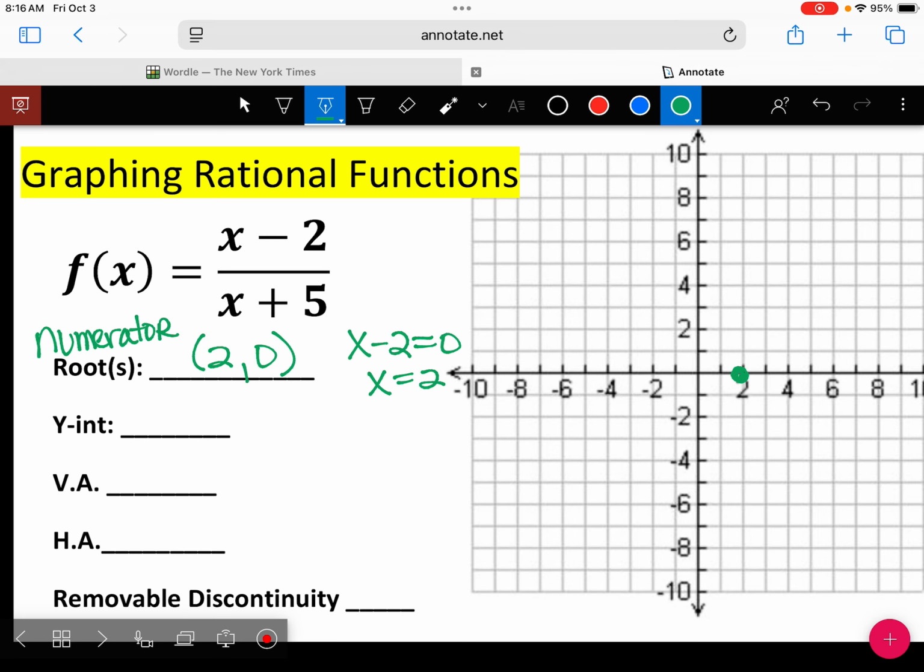All right, y-intercept. Now the definition of y-intercept never changes. How do we find the y-intercept? What'd you say? No, make x 0. Sorry. Make x 0. Yep. So we know that f of x is the same as y. So we have y equals, then it'll be 0 minus 2 over 0 plus 5.